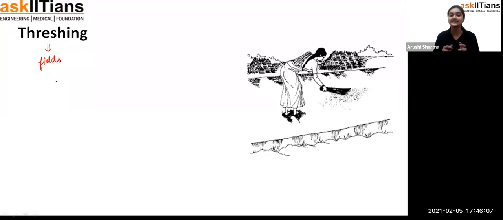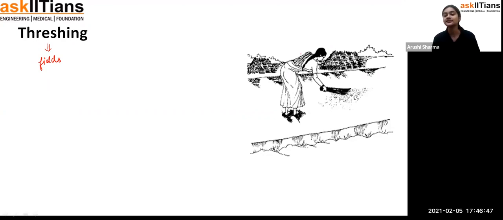So they use this threshing technique, and in it they make a bundle of it and start beating it. When they beat it, the small-sized particles, the small wheat grains, get separated out from it. That's how the threshing method is generally used in the field, wherever we have to separate wheat, rice, or any cereals or pulses.